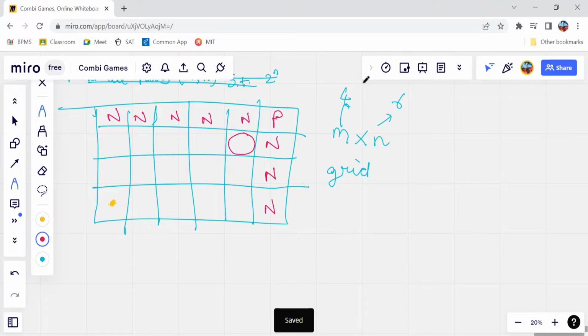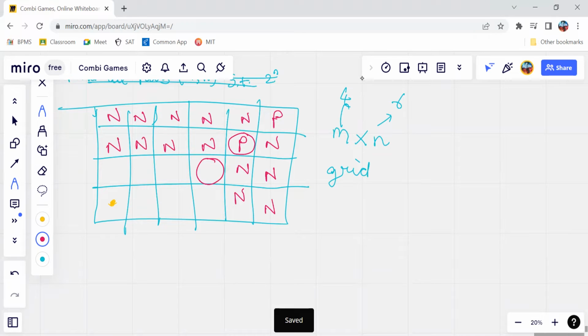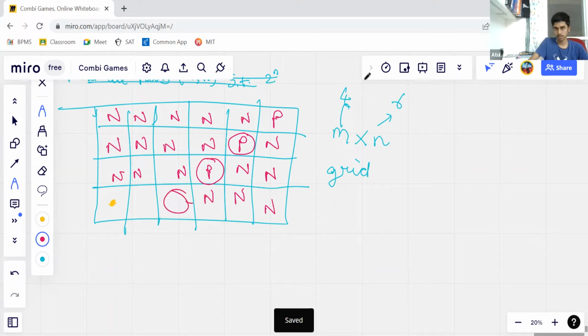This square is clearly a P position. Yes, this is a P position because you can only reach N positions from it. And from what we discussed, everything below it and to the left is all N. What is this square? It is a P position again. And this? It is a P.